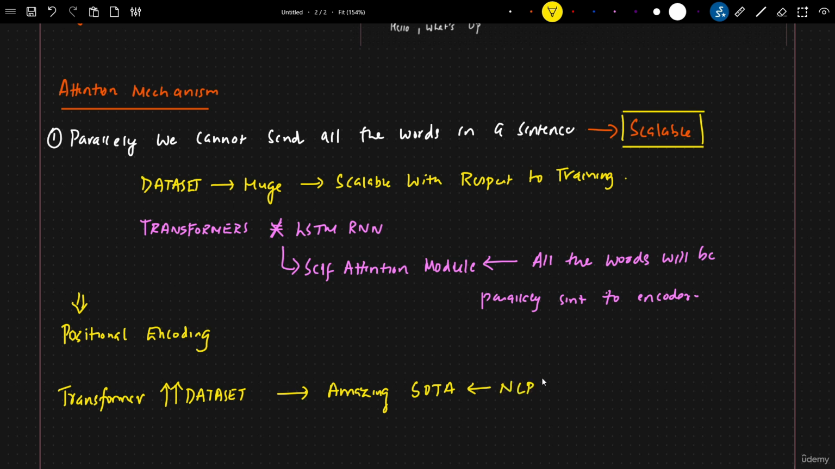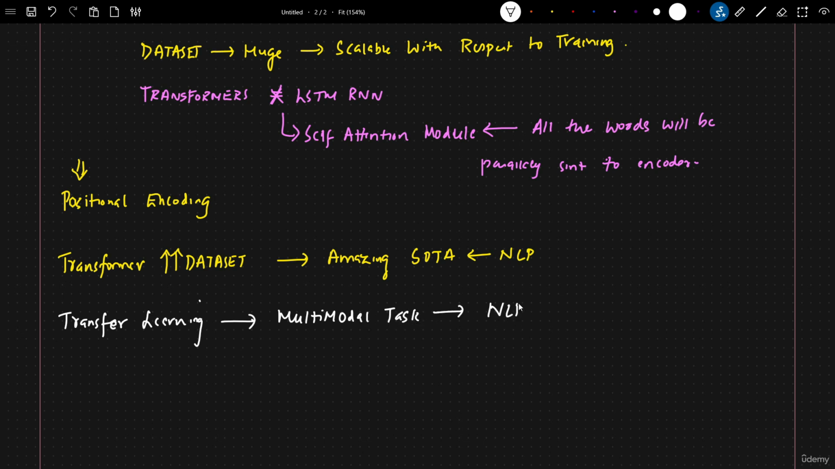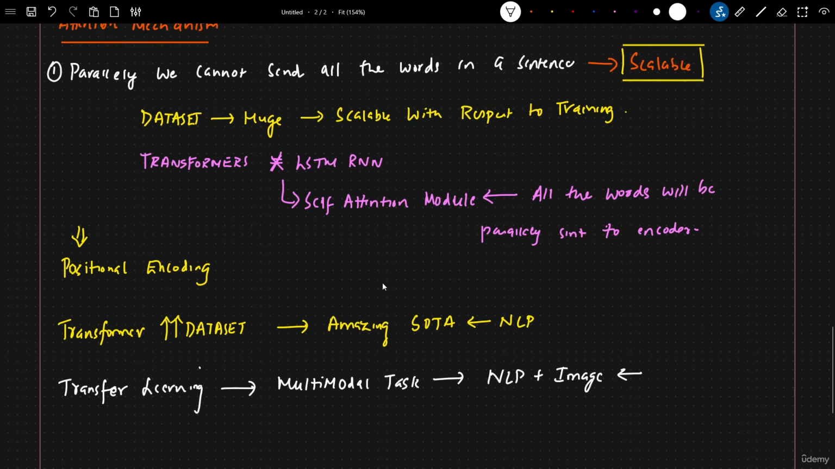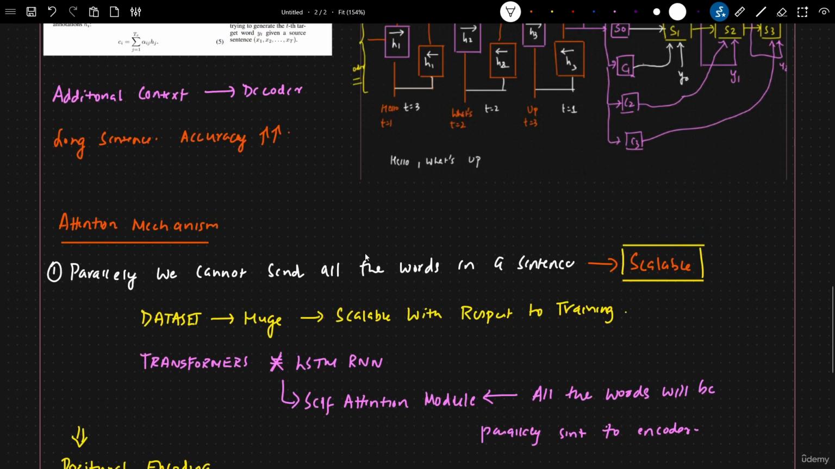Now, this is not just restricted to NLP tasks. With the help of transfer learning, transformers are even used in multimodal tasks. Multimodal task basically means a task that has both NLP plus image. So here also they are able to perform really, really well. How it is able to perform, we will understand once we understand the entire architecture. But this is the major important thing that you really need to understand.